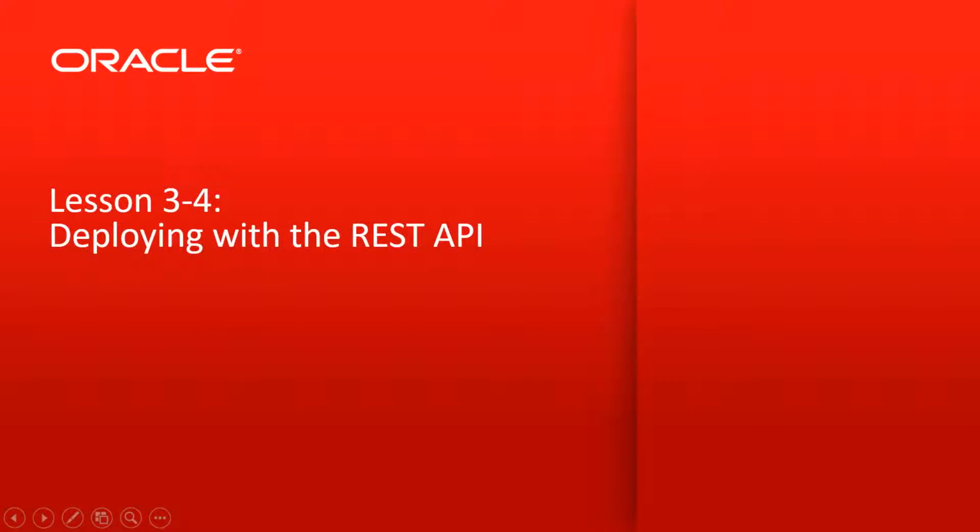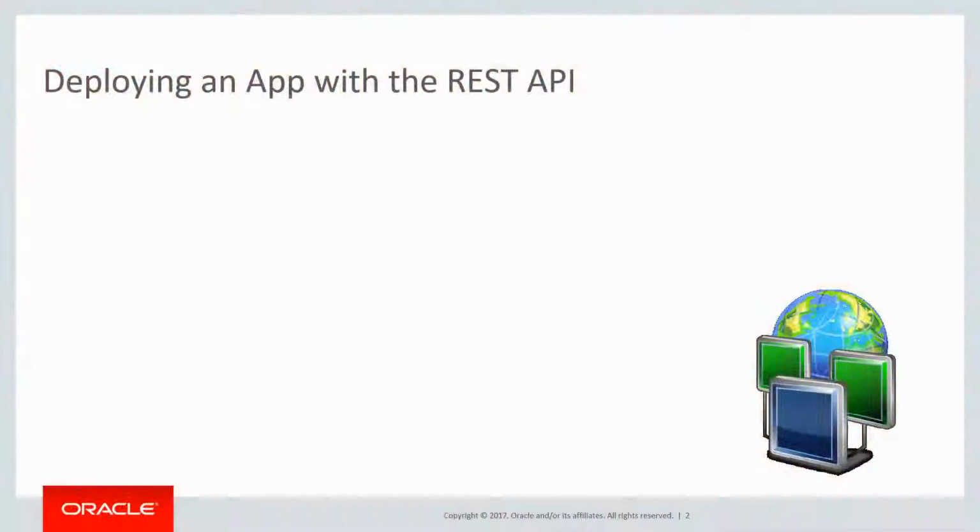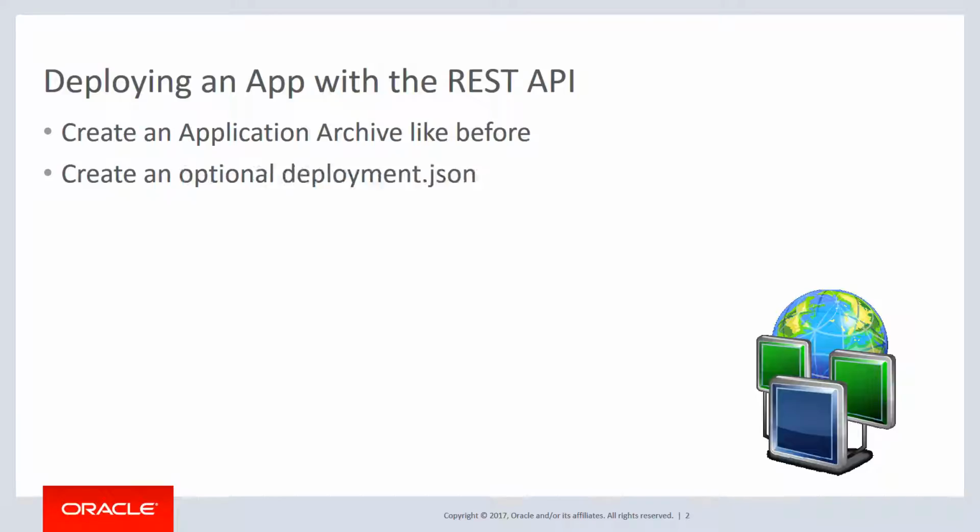In this lesson, we look at deploying with the REST API. So far we've deployed to the graphical user interface of Oracle Application Container Cloud Service, but you can also deploy from the command line using the REST API. And it uses an application archive just like before, but we do have an optional deployment.json file, which I'll talk about in a bit, which allows us to specify the values that would normally be in the GUI.